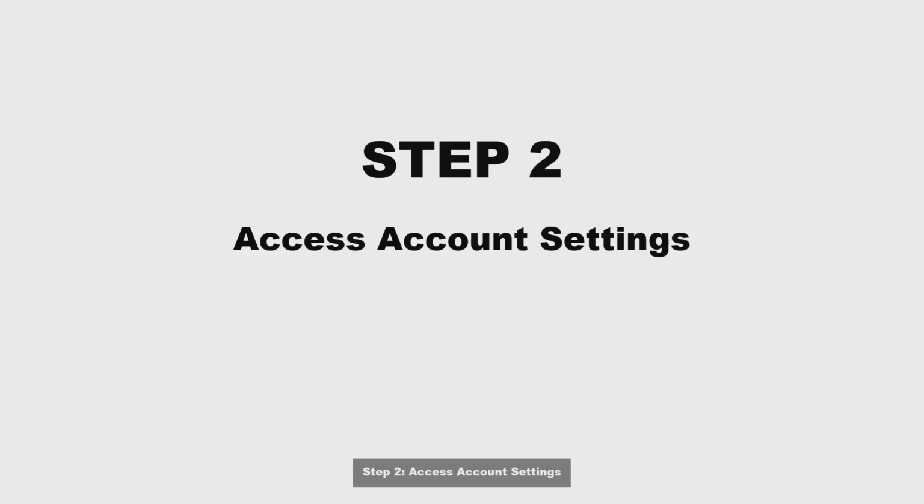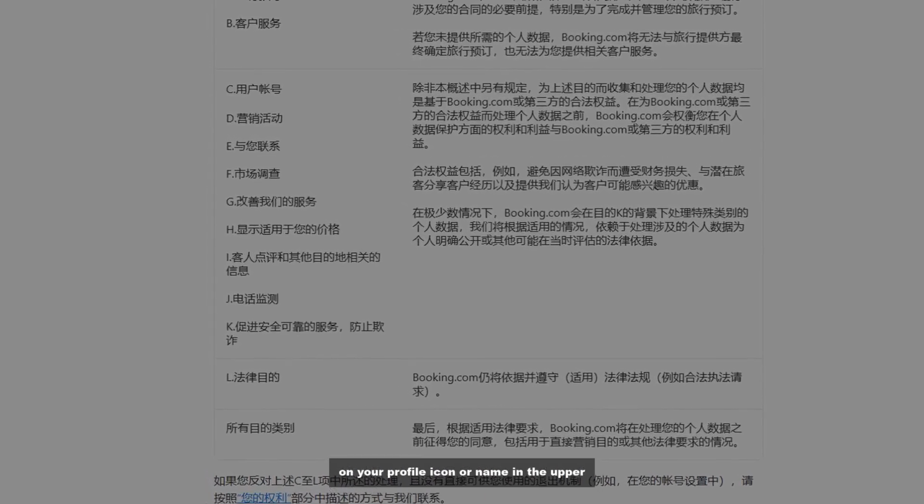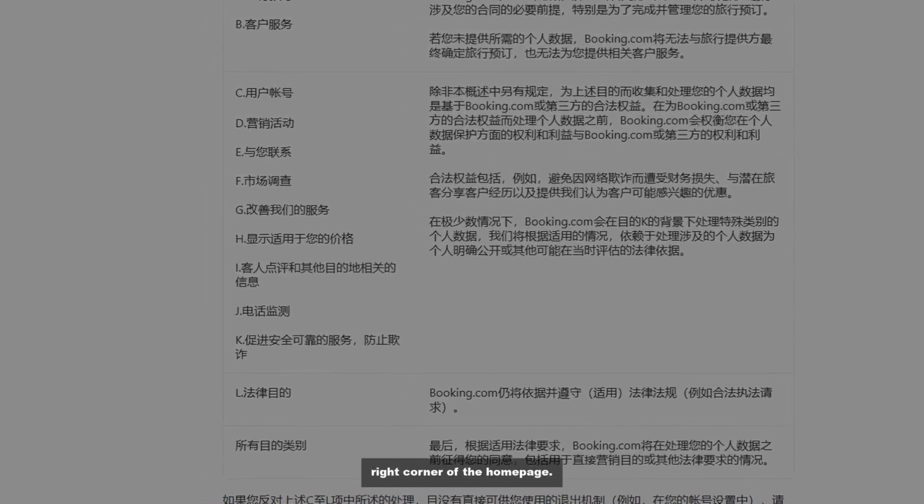Step 2. Access account settings. Once logged in, navigate to your account settings. This is usually found by clicking on your profile icon or name in the upper right corner of the homepage.